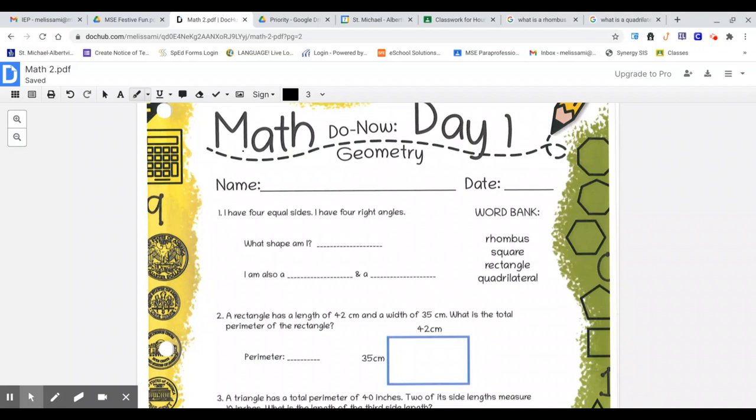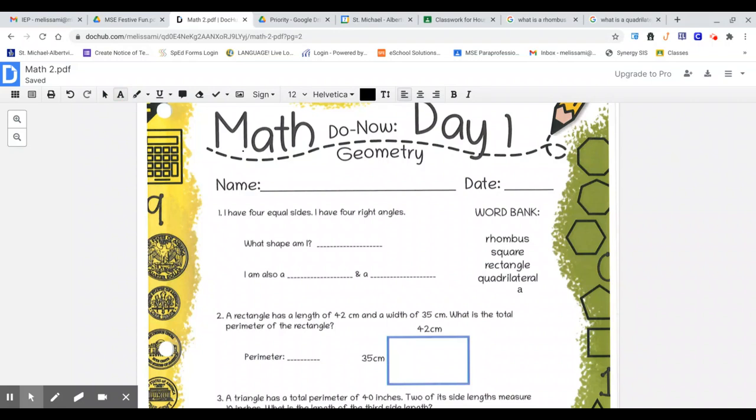So today we're doing geometry. We're going to be talking about some shapes and different things like that. So when we look at number 1, it says, I have 4 equal sides and I have 4 right angles. And we see over here, we have the word bank with our different words: rhombus, square, rectangle, and quadrilateral. So we know a rhombus has 4 sides, a square has 4 sides, a rectangle has 4 sides, and a quadrilateral has 4 sides. Quad meaning 4.